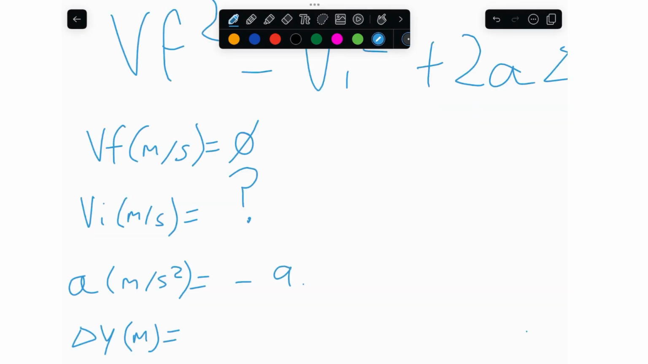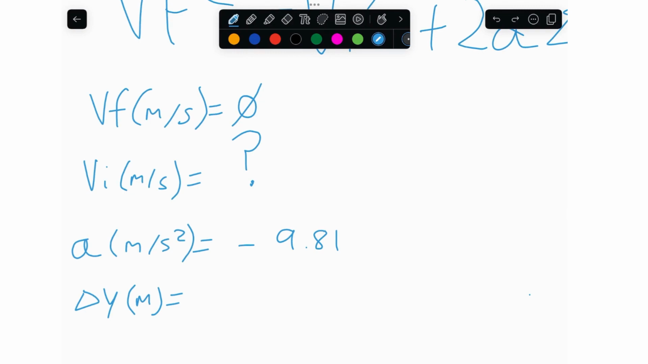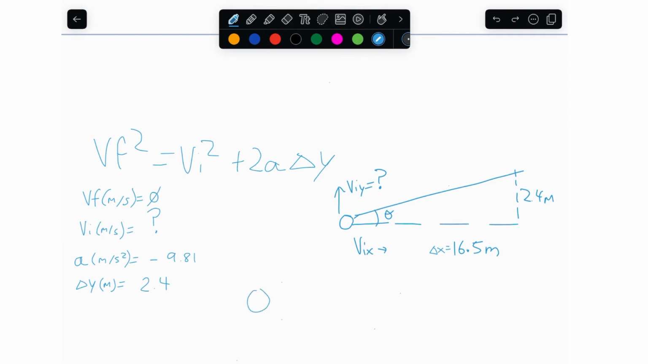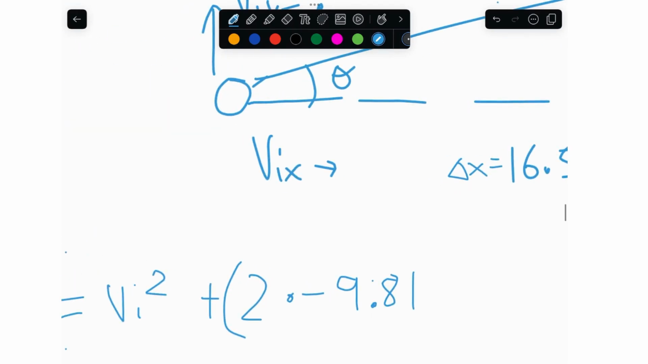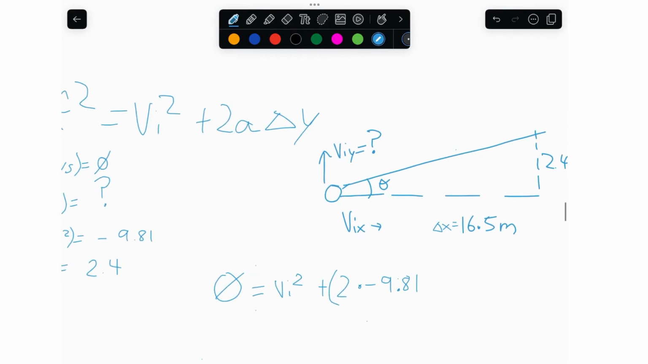Next, I like to write in our variables off to the side so I know where my numbers are coming from. Now we will plug in our numbers for the equation and solve. So, velocity final squared equals 0, because final velocity is 0, equals velocity initial squared, which is what we were looking for, so we keep that in the problem, plus 2 times acceleration, which is negative 9.81, times delta y, which is 2.4.